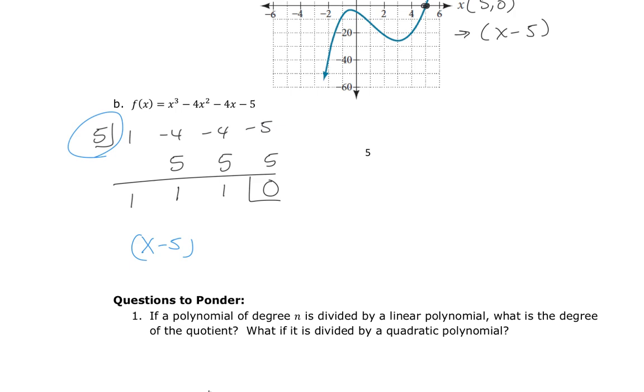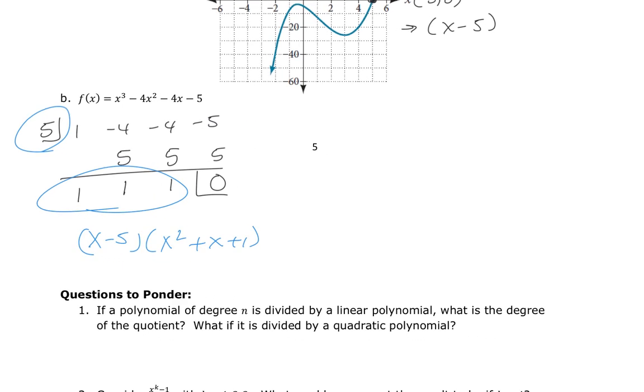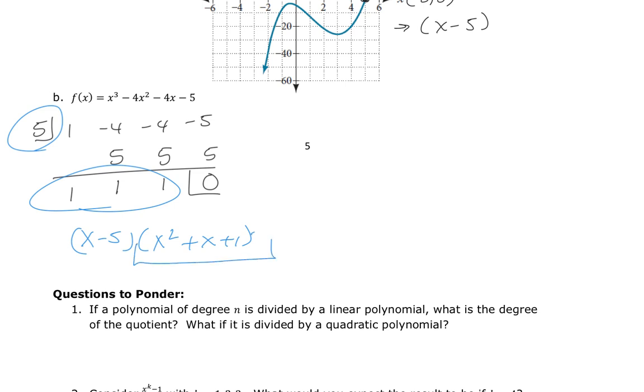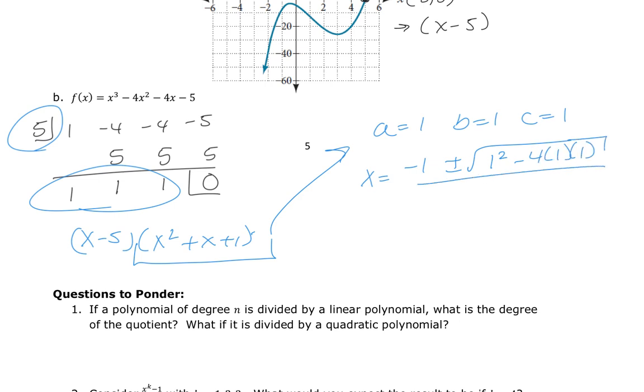That comes from here. X squared plus x plus 1. That comes from here. Now I'm going to take the quadratic and factor that part. So just in that part, a is 1, b is 1, c is 1. So x is equal to -1 plus or minus the square root of b squared, which is 1 squared, minus 4 multiplied by a multiplied by c, all over 2 multiplied by a. So x is equal to -1 plus or minus the square root of negative 3 all over 2.